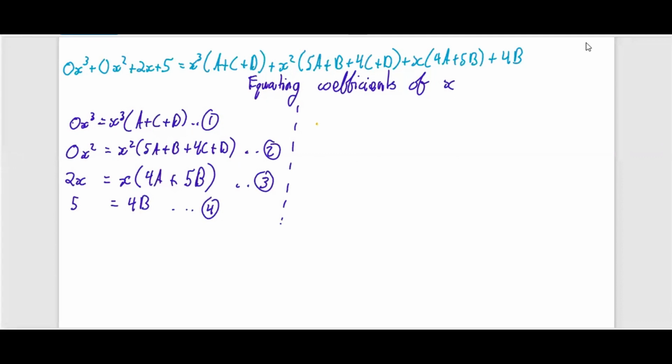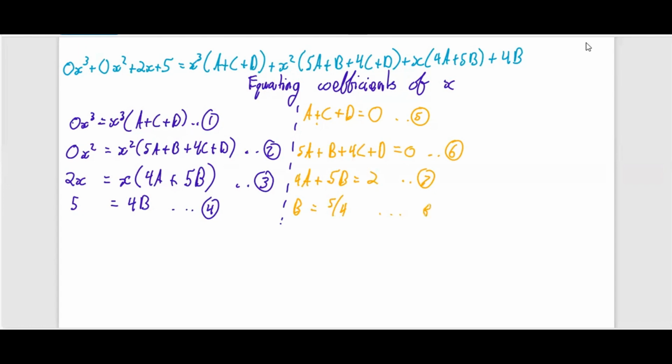So for this piece here, cancel the x cubes. So you'll have a plus c plus d equal to 0. For this one, cancel the x squares. So you'll have 5a plus b plus 4c plus d, that will also equal 0. For this one here, cancel the x's. So you'll have 4a plus 5b, and that will equal 2. And then for this one, well, we already know what b is. So b is 5 on 4, which is verified because we had gotten it above.